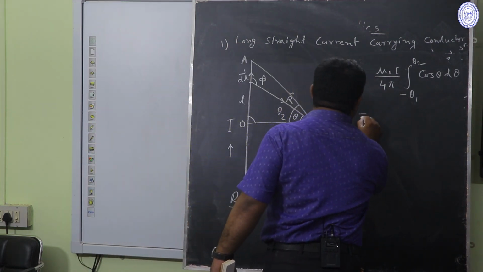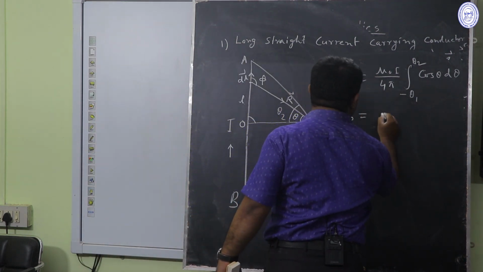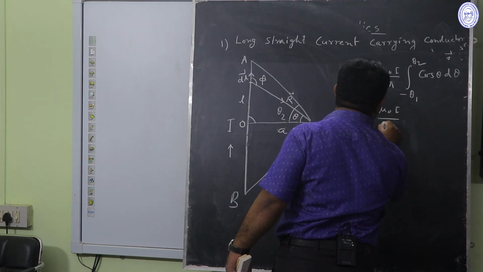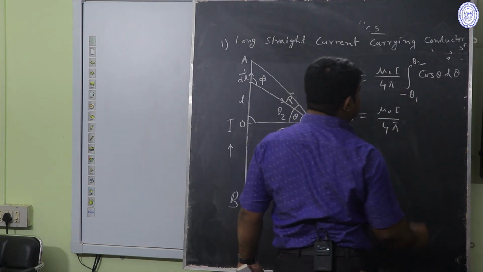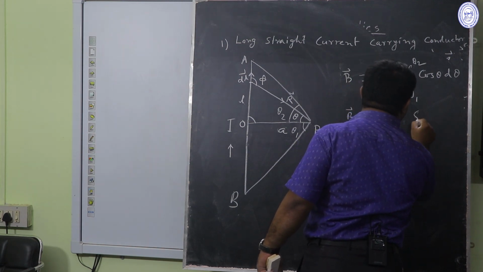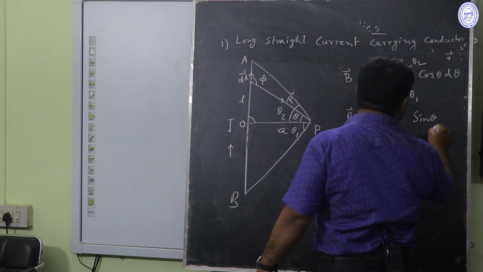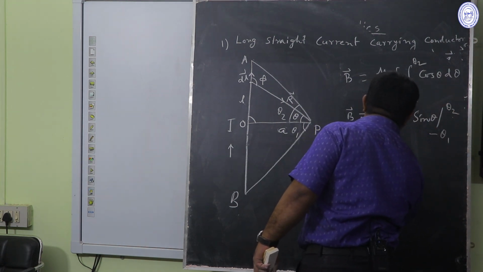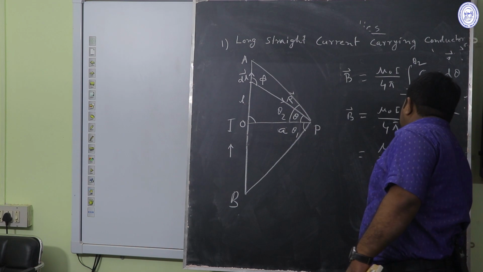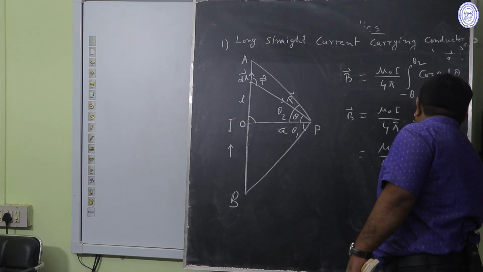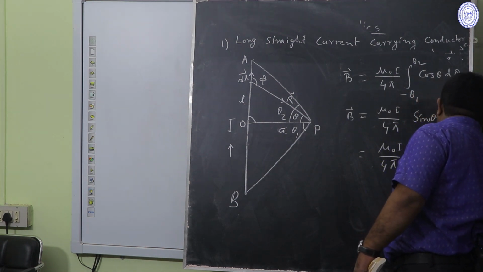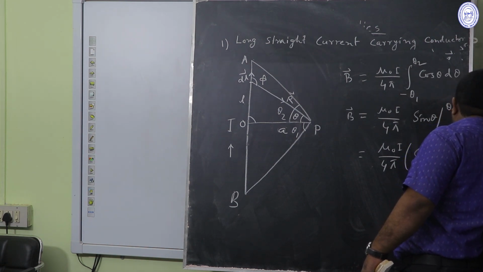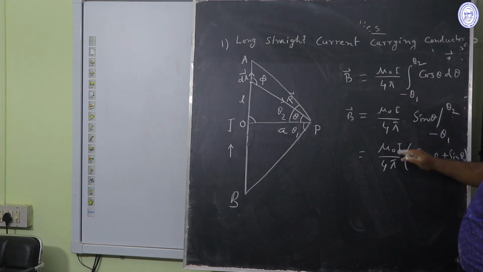So the total magnetic field B is equal to mu 0 I by 4 pi. This integration of cos theta is sin theta, with limits minus theta 1 to theta 2. That is equal to mu 0 I by 4 pi, sin theta 2 plus sin theta 1.